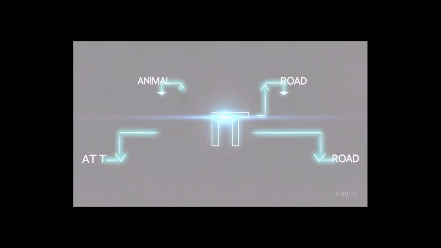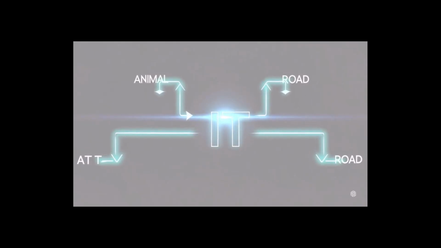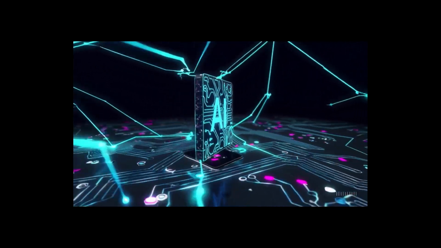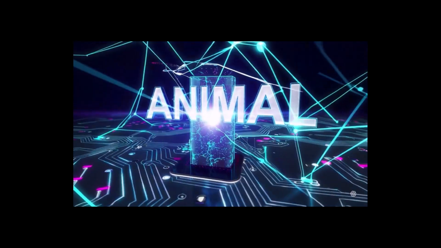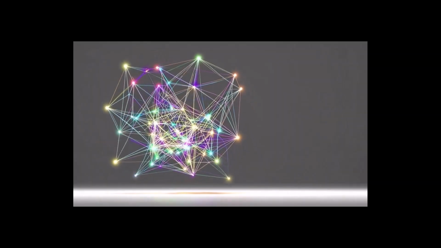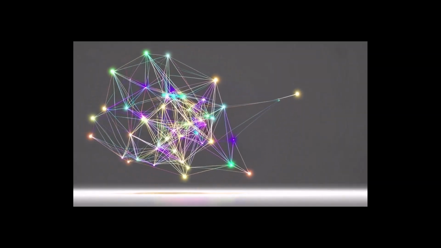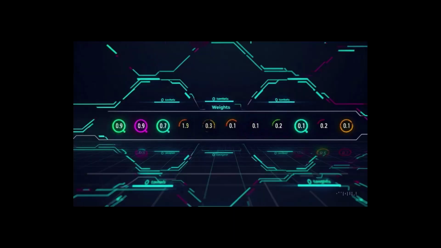Here's the sentence. The animal didn't cross the road because it was tired. Now, who does "it" refer to? Animal or road? This is where attention kicks in. The model checks every word and scores how much attention each one deserves.